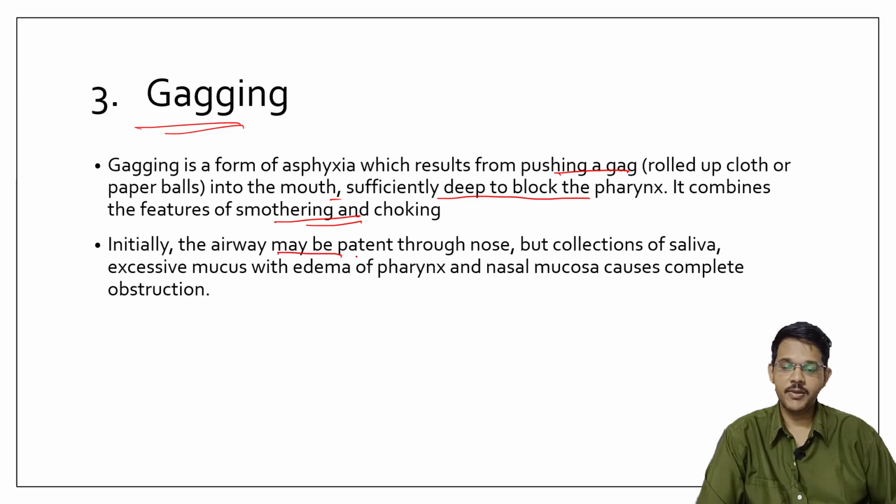Initially, the airway may be patent through the nose. The person may try to breathe through the nose, but after a few minutes or few hours, there is collection of saliva and excessive mucus with edema of the pharynx and nasal mucosa, which causes complete obstruction.